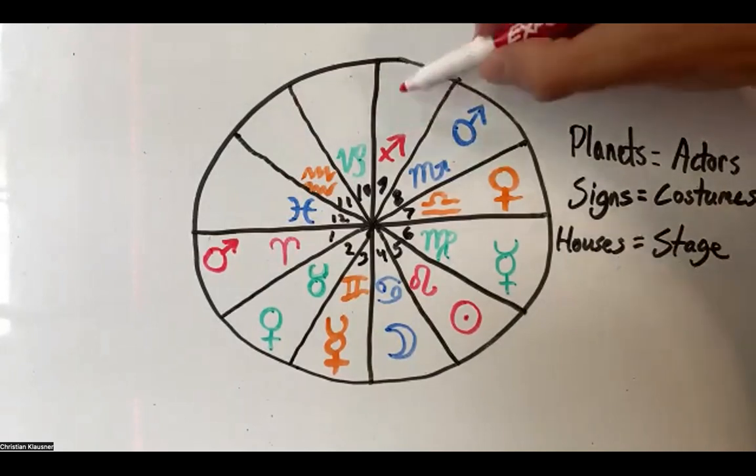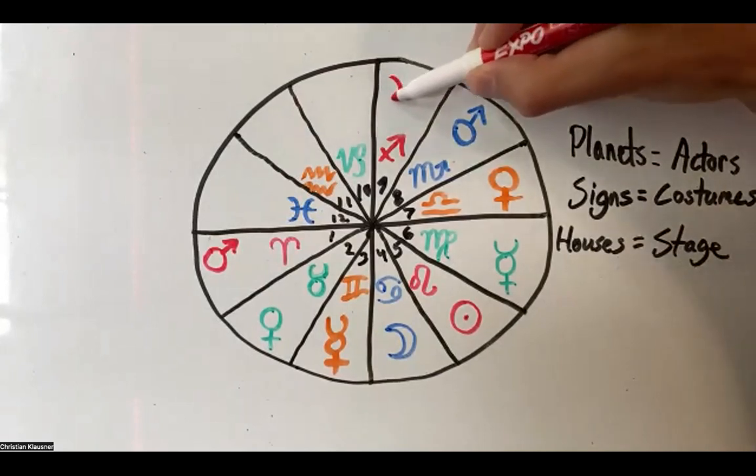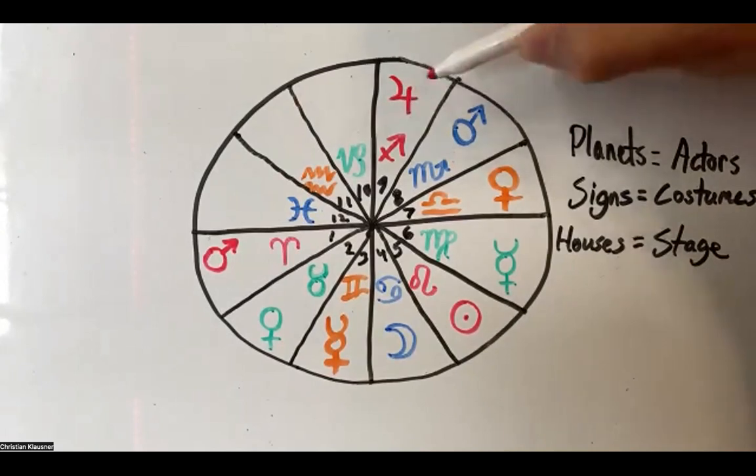Okay, next we come to Sagittarius. Sag is ruled by Jupiter.